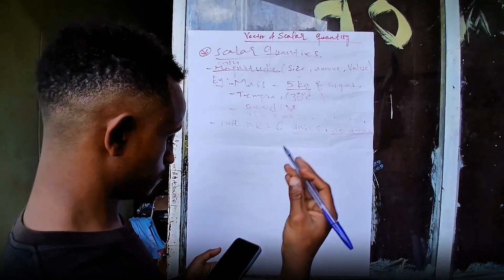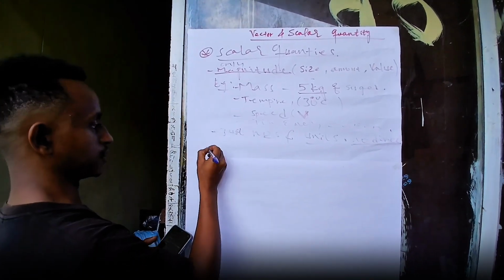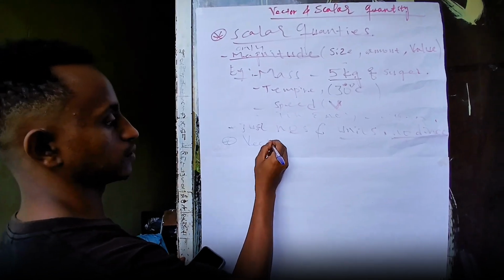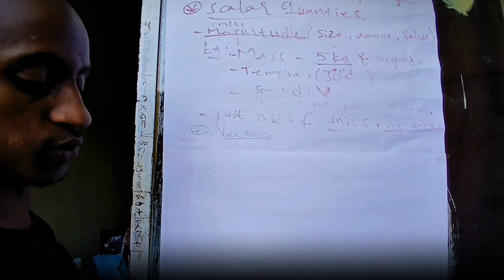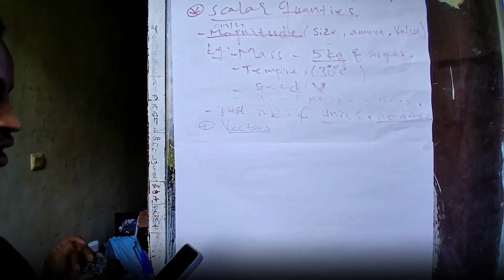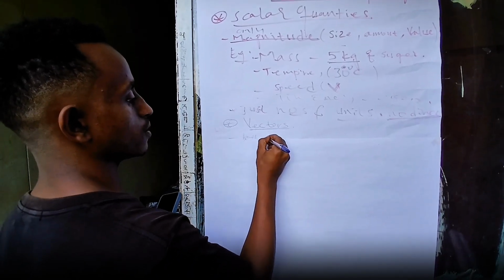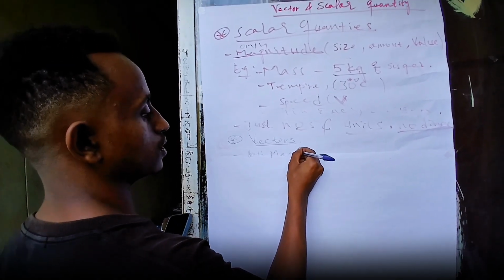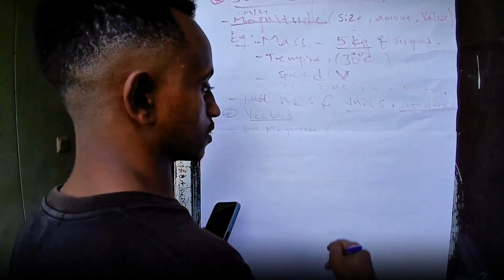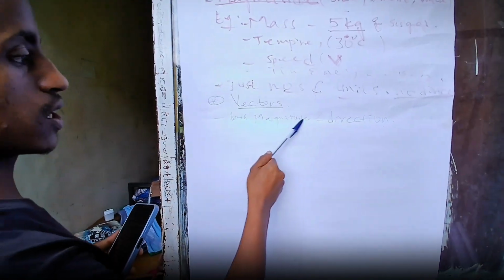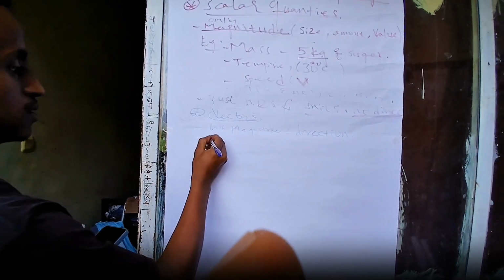I'm going to use this pen. So let's talk about vectors. Vector quantities. Let's start with the definition: a vector quantity has both magnitude and direction. Magnitude and what? Direction. Yes, guys, both magnitude and direction. That's a vector quantity. Let's see some examples.